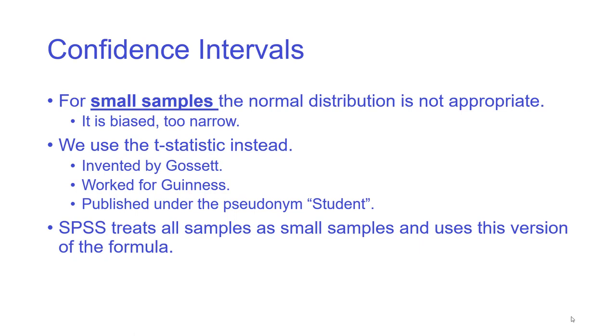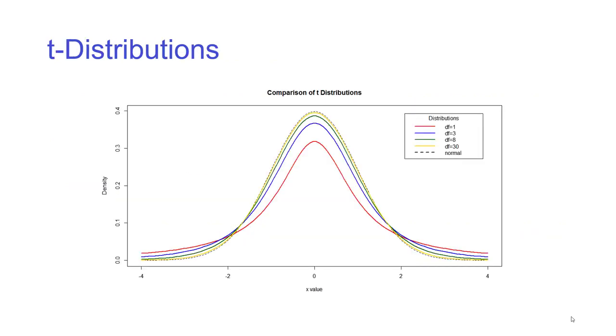Now, SPSS actually treats all samples as small samples and uses this version of the formula. It doesn't use the large sample confidence interval formula, and it doesn't take the values for the thresholds from the Z distribution. It uses these T's.